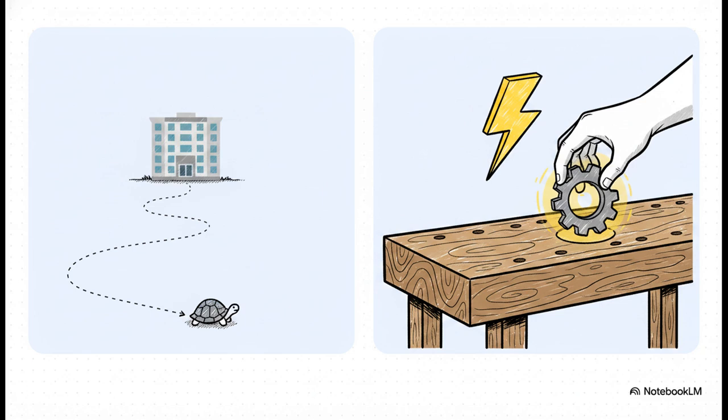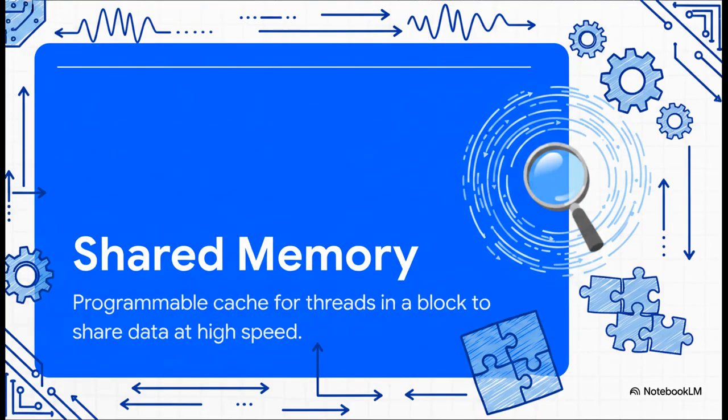On the right, we've got shared memory. It's only accessible by the threads inside a specific block. So the crucial point is this: shared memory is a highly programmable software cache. Unlike standard CPU caches that just guess what data you might need, you, the developer, explicitly control exactly what goes onto this high-speed workbench.